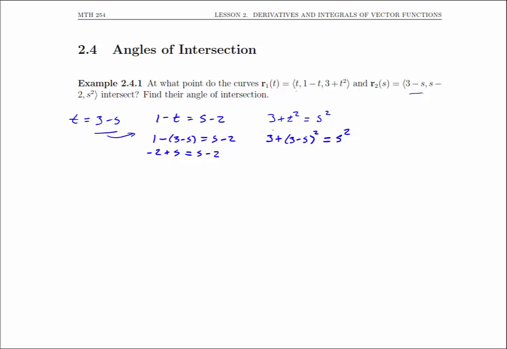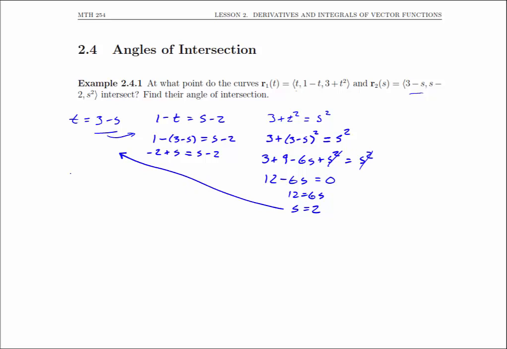So I want to see, how do the x's and z's match? Is that only at a specific t value? So I plug it in here, I get 3 plus 9 minus 6s, make sure and FOIL this correctly, plus s squared equals s squared. Here the s squareds cancel, and then I have 12 minus 6s equals 0. I'll add the 6s, 12 equals 6s, so s equals 2. So if s is 2, I can plug that back in here and get t equals 3 minus 2 equals 1.